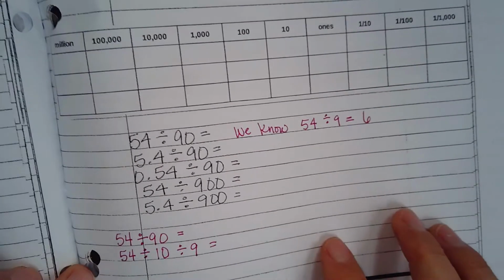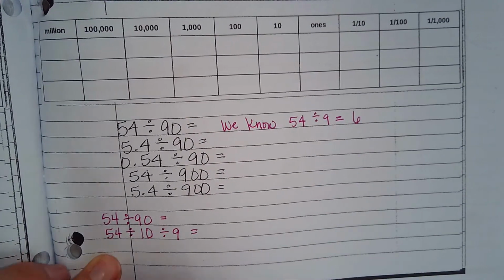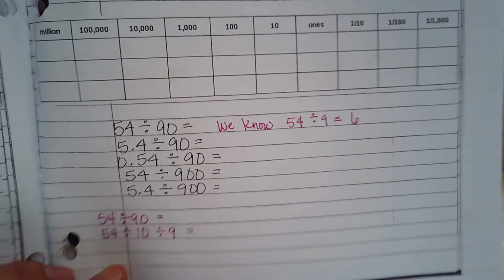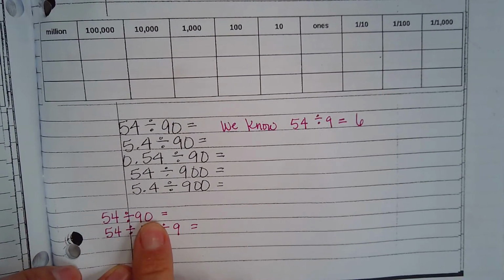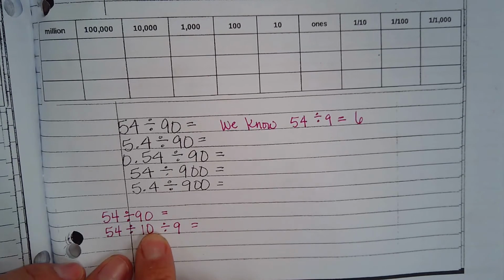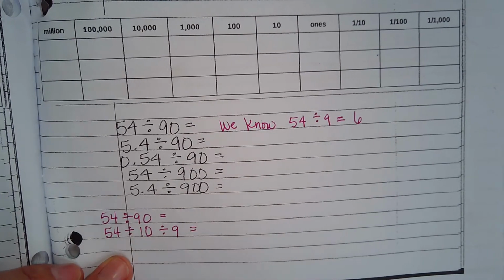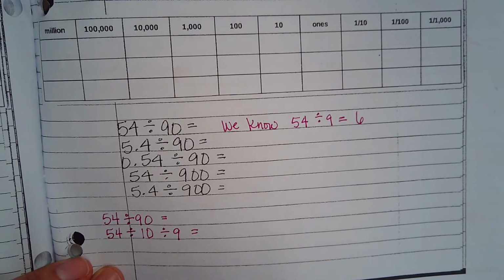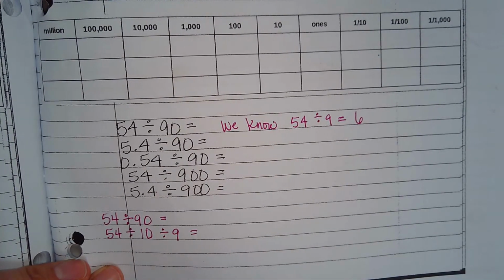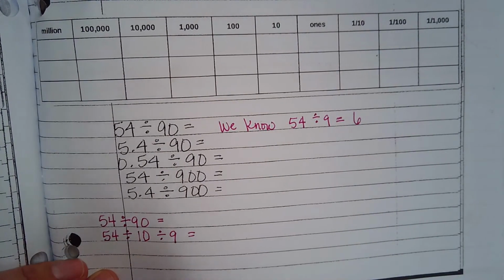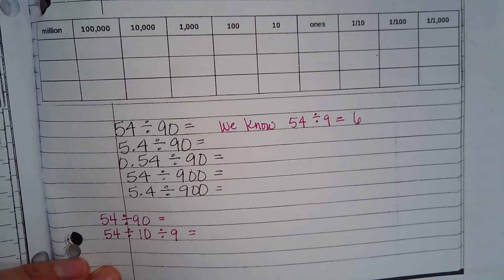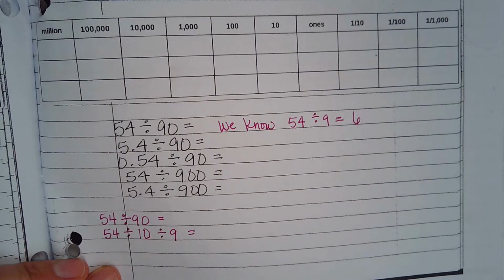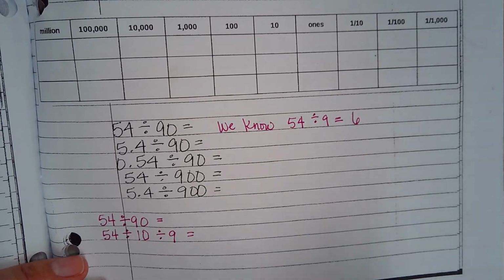Okay. All right. So, 54 divided by 90, 54 divided by 10 divided by 9. That is the big idea for today. Each problem in your problem set, you are going to decompose your numbers into smaller numbers to make it easier to divide. That is our big idea for today.